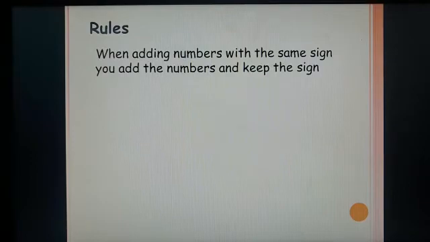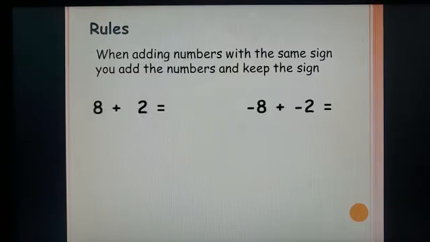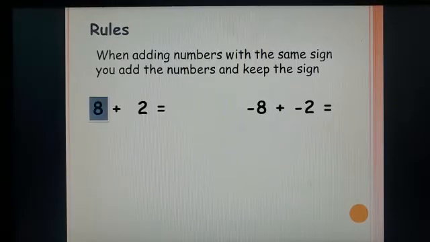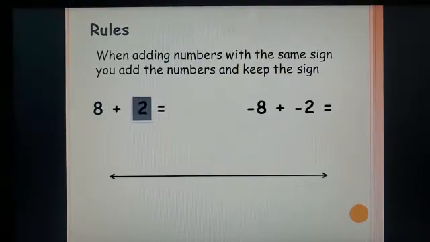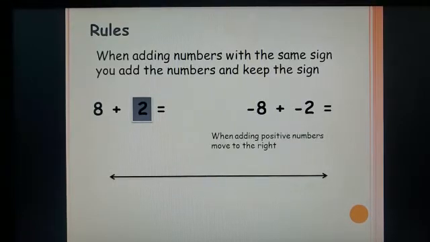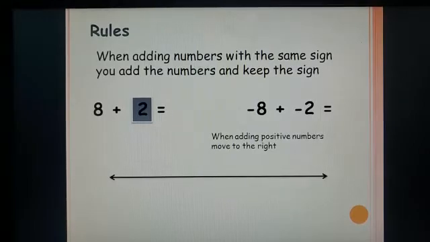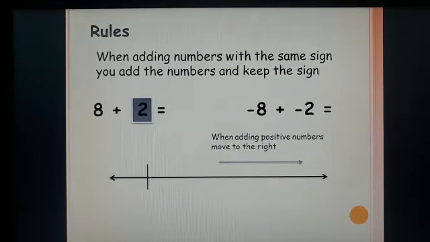Rule 1. When you're adding numbers with the same sign, you add the numbers and keep the sign. Let me explain. So in question 1, we've got a positive 8, add a positive 2. If I use a number line, I remember when adding positive numbers, because we're adding a positive 2, we move to the right. So let's start with 8. We move 2 spaces to the right. We see our answer's 10, which I know we all know.